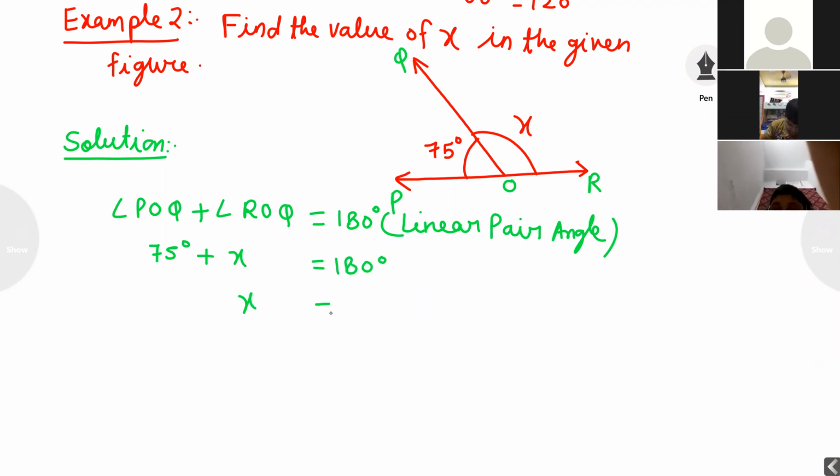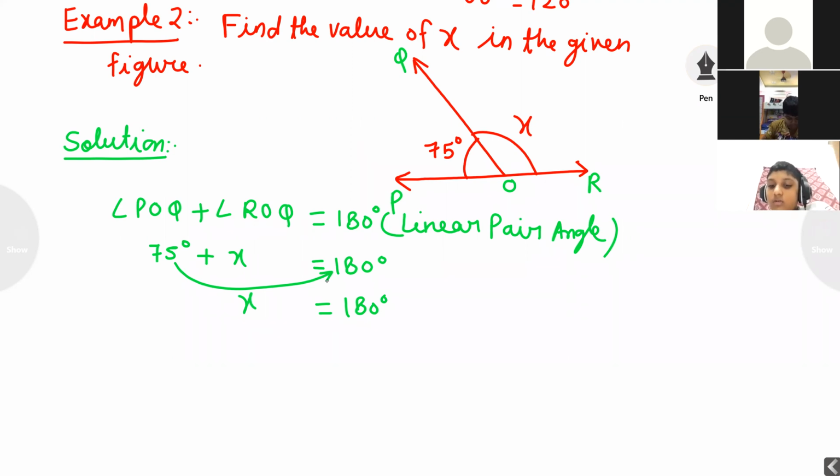x is equal to 180 degrees, plus quantity becomes minus. In previous homework, some students have sent to me, they have written wrong here. Here plus will be there. Plus quantity becomes minus. Minus 75 degrees. Again 10 minus 5, 5. 7 minus 7, 0. 105 degrees. x is equal to 105 degrees.